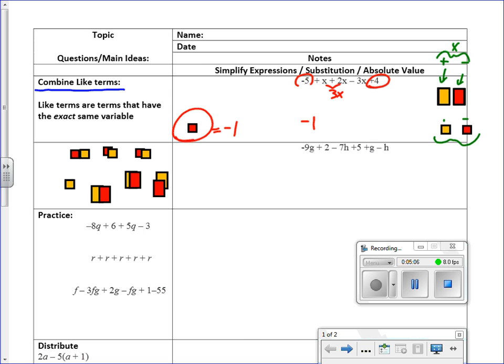2x plus 2x is 3x, minus 3x. Those cancel each other out. Again, I'm left with -1. So let's go ahead and look at a couple of problems in practice.